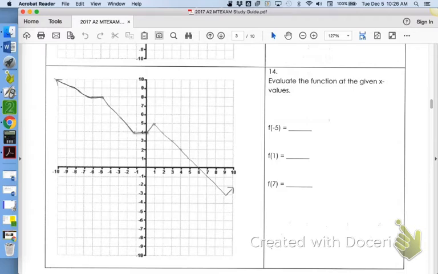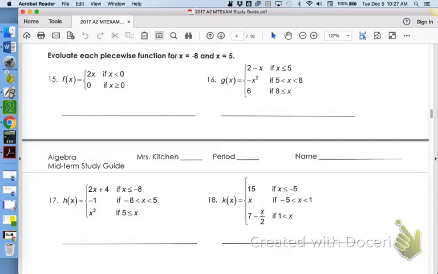All right, this is evaluate the functions at the given values. So what I'm going to do is this is asking me what is the value of y when x is -5. So I'm going to find -5 on the x-axis. I'm going to travel up here to the graph and read the y value, and it happens to be 8. I'm going to do the same for 1. I'm going to find 1 on the x-axis. I'm going to travel up here to the graph and read that number, and it's 5. Next, for 7, I'm going to find 7. I'm going to travel to the graph and read that number. It's at -1.